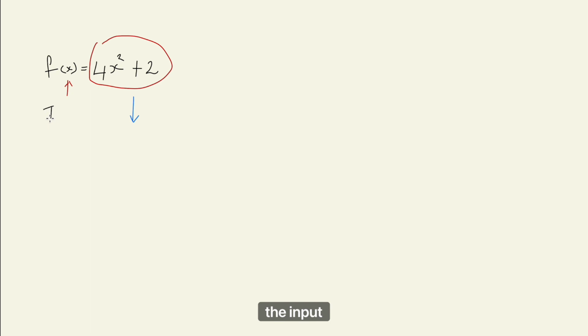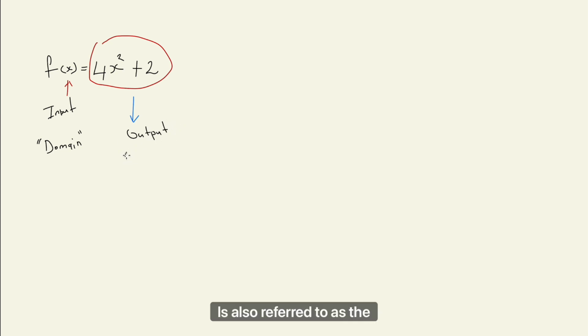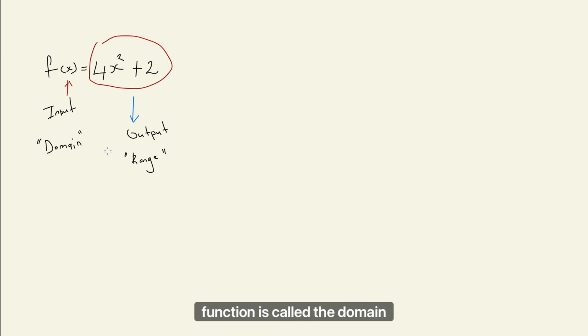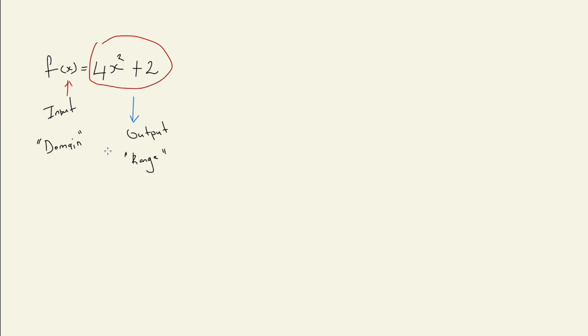Now, the input value is also referred to as the domain, whilst the output value is also referred to as the range. And these are important terms for you to remember. So, domain and range. Always remember, right? The input value into the function is called the domain, and the output value is also called the range.